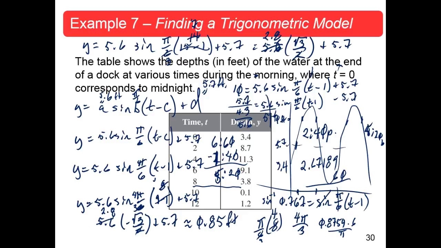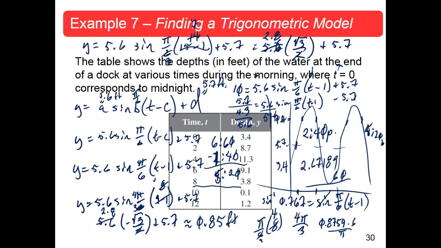Number 3. For the function y is equal to a sine bx minus c, now they do it differently than I did. C over b represents the blank blank of a graph of the function. We've been calling it just c. They call it c over b. They put the b inside the parentheses. We put it out. Phase shift of the graph of the function.